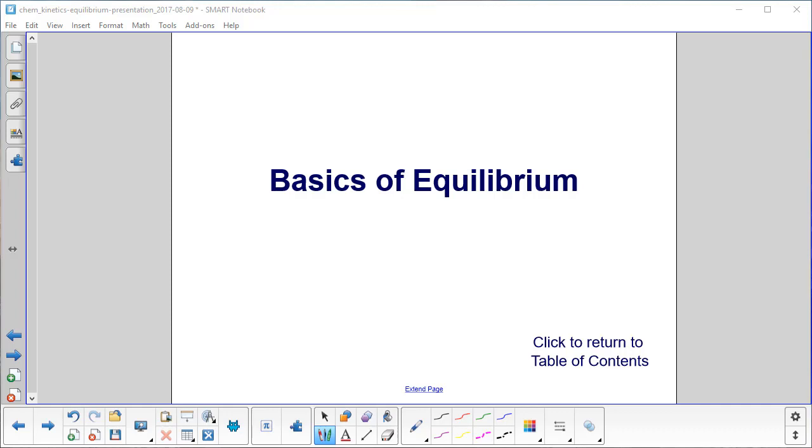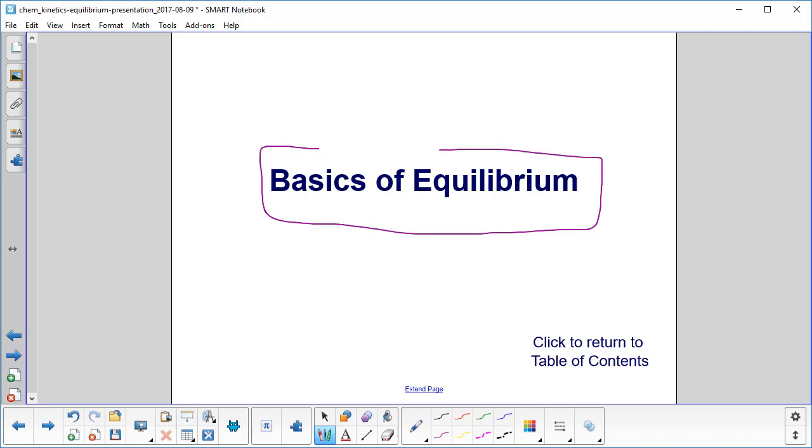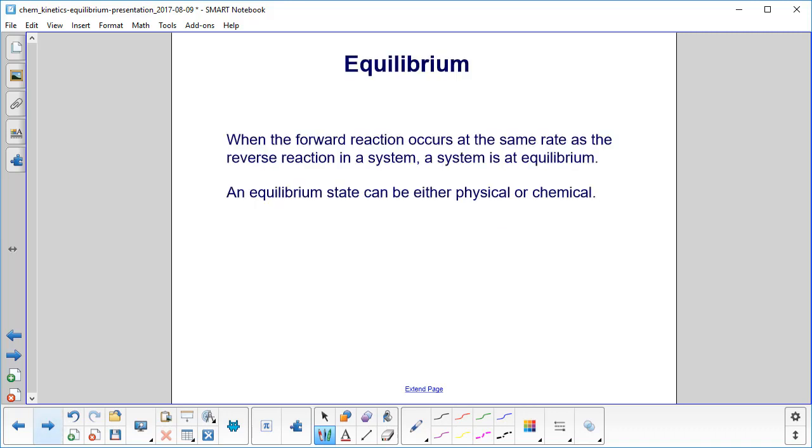Basics of equilibrium. And just to highlight, this is more than just another chapter. This really could have been another unit, but we combined these two because of their size. So we just finished talking about kinetics. Put that aside, pretend we're starting a whole brand new unit. And here we go. Equilibrium.